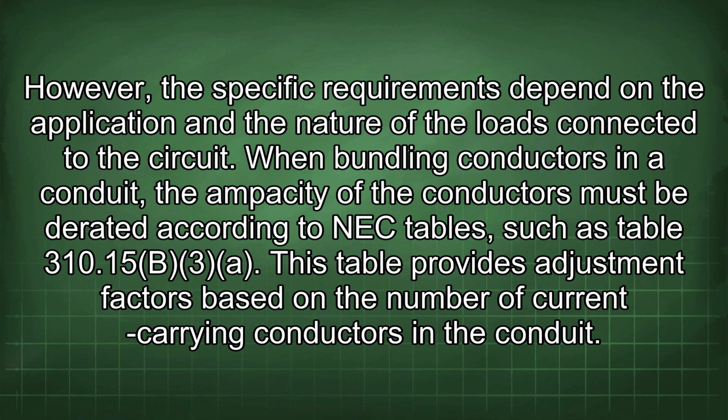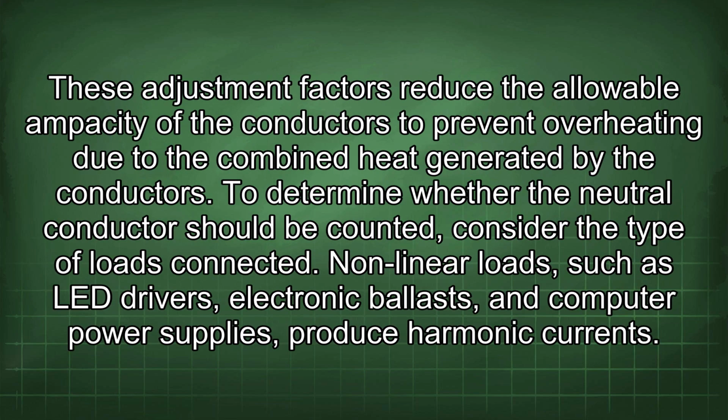When bundling conductors in a conduit, the ampacity of the conductors must be derated according to NEC tables such as Table 310.15(B)(3). This table provides adjustment factors based on the number of current-carrying conductors in the conduit. These adjustment factors reduce the allowable ampacity of the conductors to prevent overheating due to the combined heat generated by the conductors. To determine whether the neutral conductor should be counted, consider the type of loads connected.